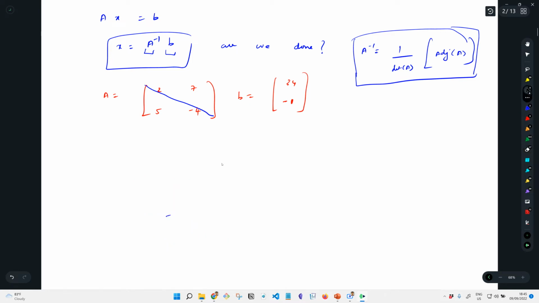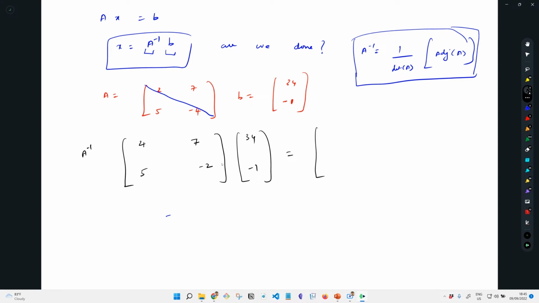So how will you compute A inverse given a 2 cross 2 matrix? Given a 2 cross 2 matrix, you will swap the positions of the leading diagonal, and also flip the sign. So this minus 4 will come here as plus 4, and this 2 will come down as minus 2, and the off diagonal elements you will leave as they are. That is, it will be 7 and this will be 5.